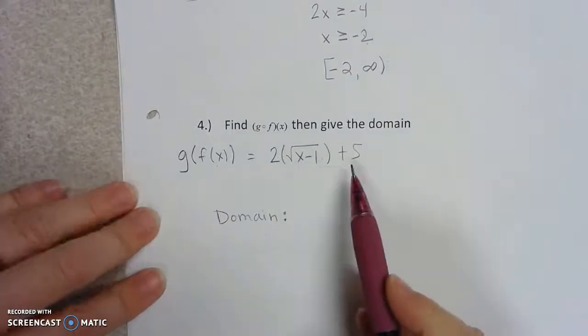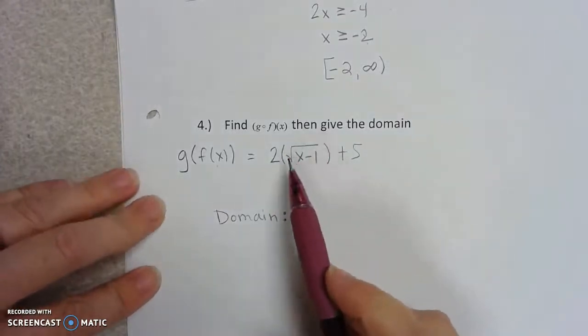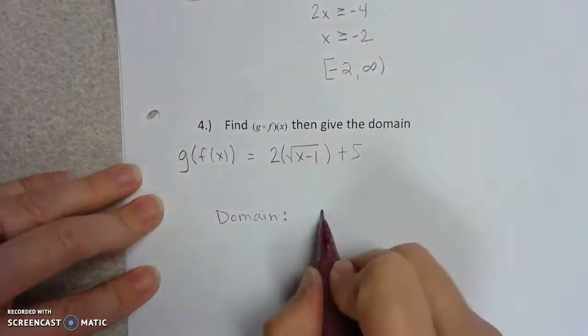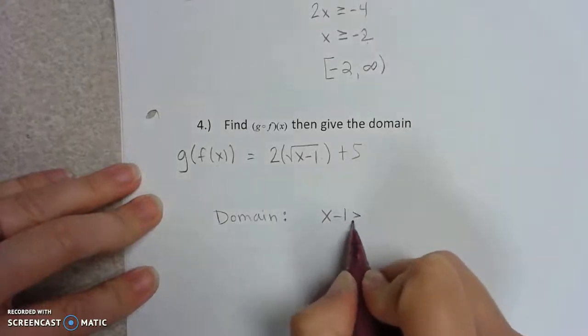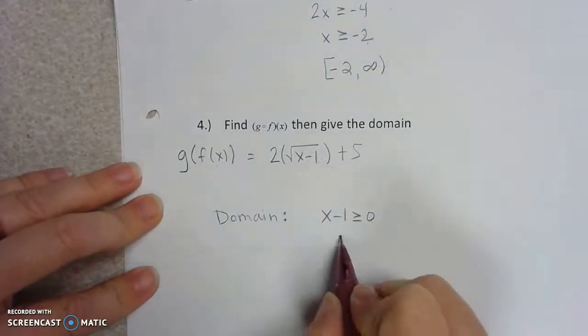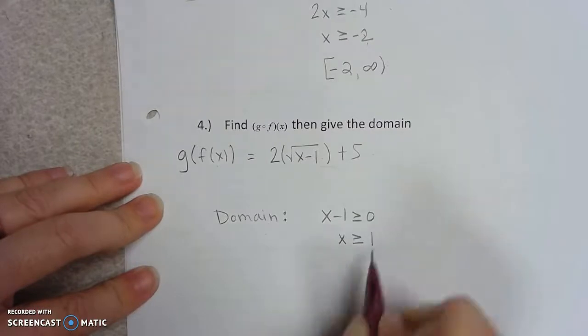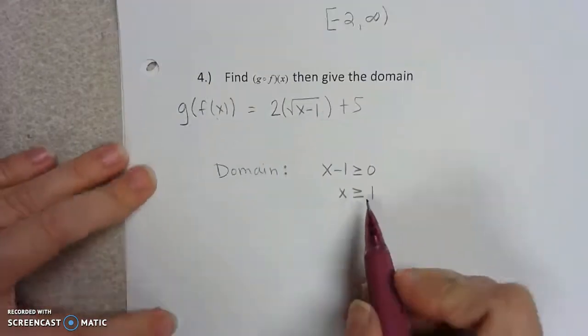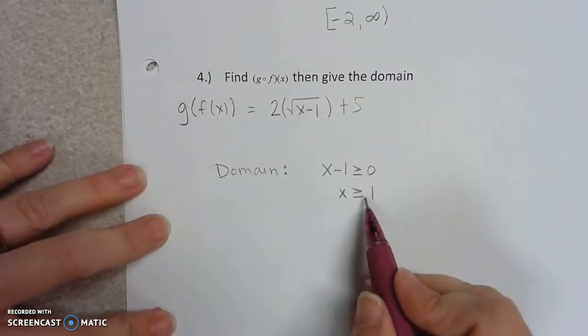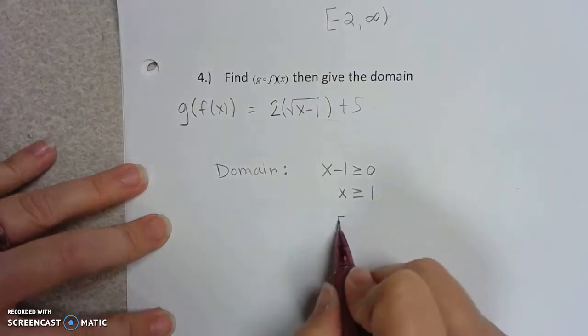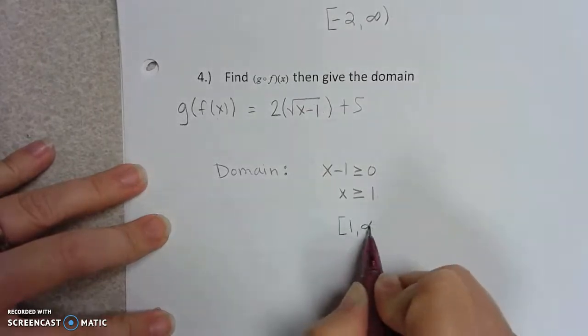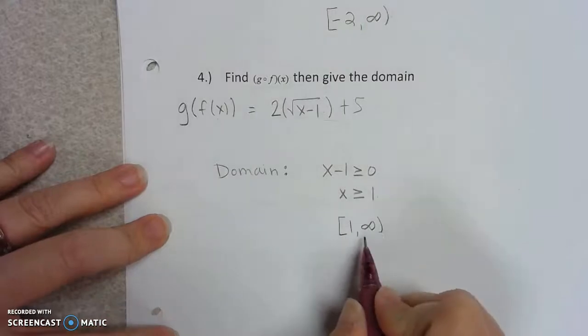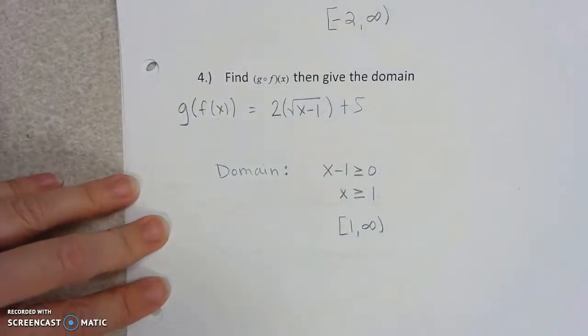When I look at this equation, I see a square root. So that means I'm going to take what's under the radical sign, set it greater than or equal to 0 and solve for x. This tells me that it can be anything greater than or equal to 1, and I can write it in interval notation, bracket 1, comma, infinity.